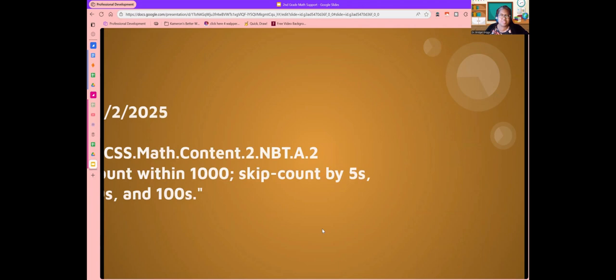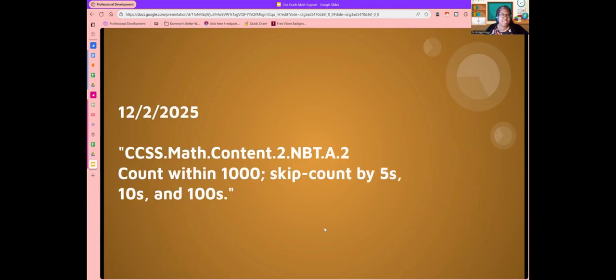And let me get us here. So this is the objective. Count within 1,000. Skip count by 5s, 10s, and 100s.